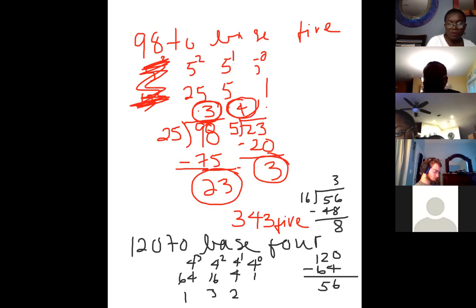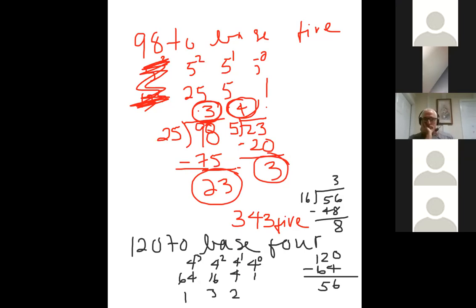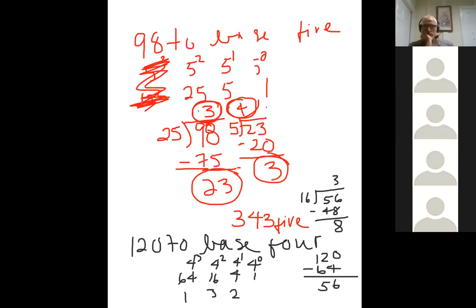Wait a minute. There's one more digit. You have to fill in something in there. You have to fill in a 0. You've got to use up all the digits. Oh, so it's 1, 3, 2, 0. Yes. So that's your answer: 1, 3, 2, 0, base 4. That's the 4 to the 0 place. That's where that 0 comes from.